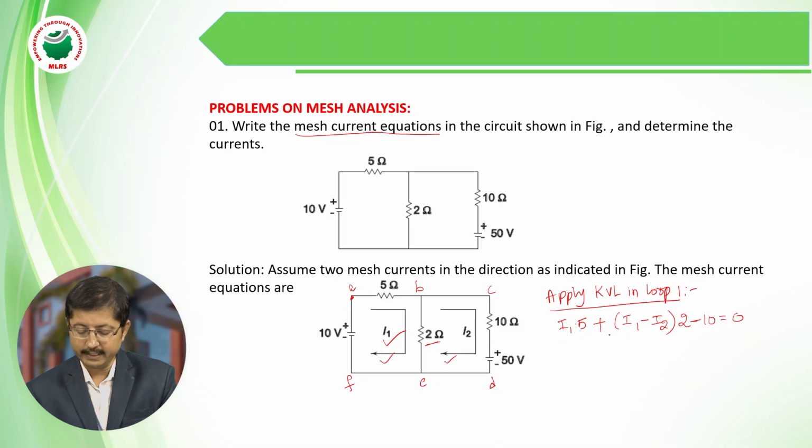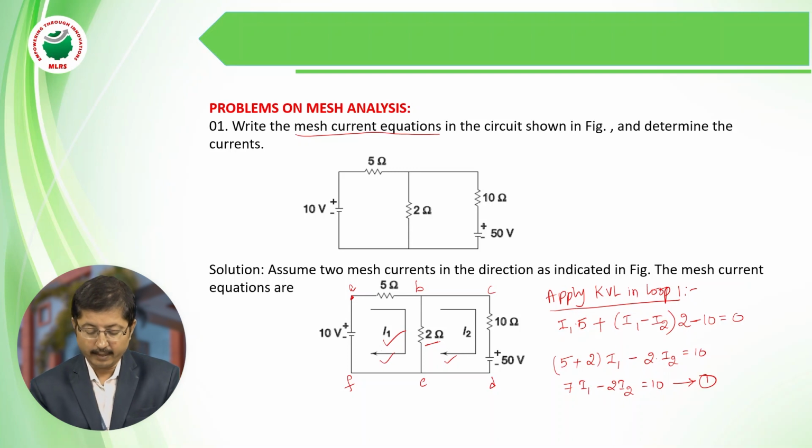If we simplify this, separating the I1 terms, this is I1 and this is also I1, so that is 5 plus 2 into I1, next minus 2 into I2 is equal to 10. Simplifying, that is 7I1 minus 2I2 is equal to 10. So this is equation number 1.